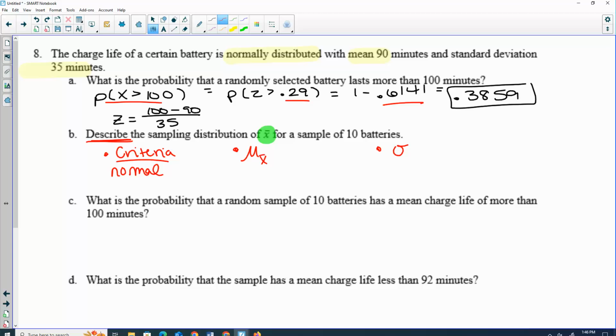Okay, we're talking about the mean for X bar. So if we look on our formula sheet under chapter 8, very first thing it says the mean for X bar is equal to what? The original mean, the mean of the population, which is 90. And then it tells us the standard deviation for X bar is our original standard deviation divided by the square root of 10. So 35 over square root of 10, which is 11.07.